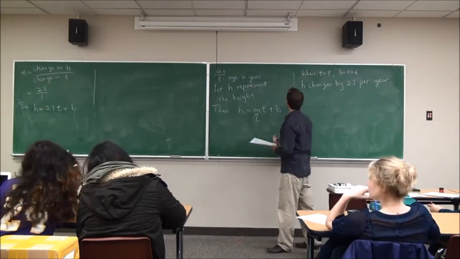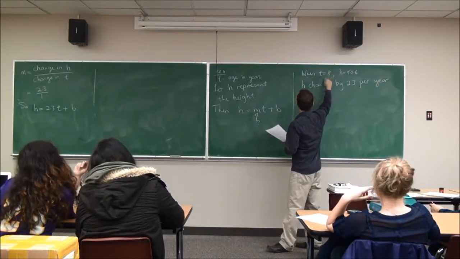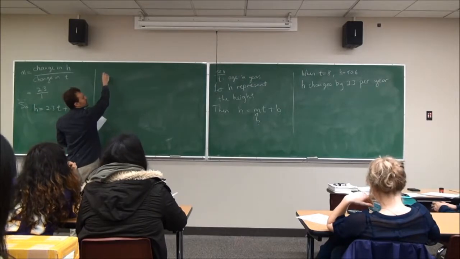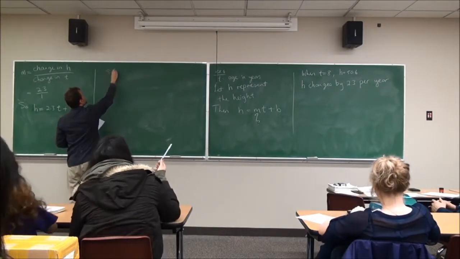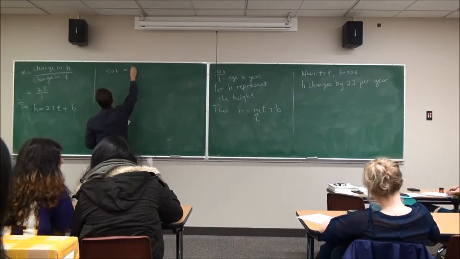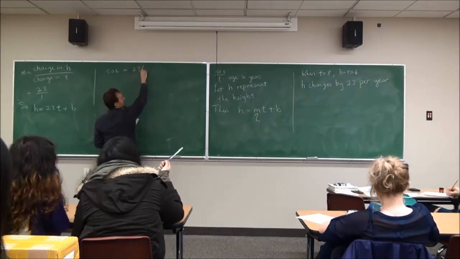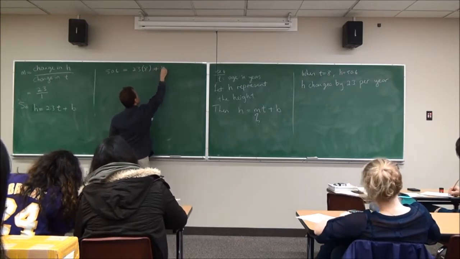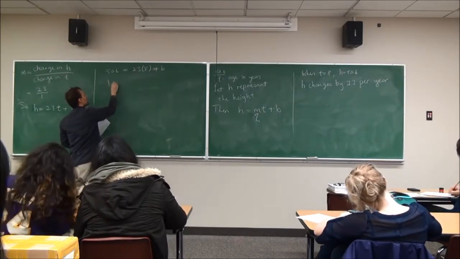So now I want to find b, but they give me a pair of values that go together. So I can easily find b. If I plug in 50.6 for h, 2.3 is m, and that has to go with t equal to 8, and I can find b. What is b equal to?